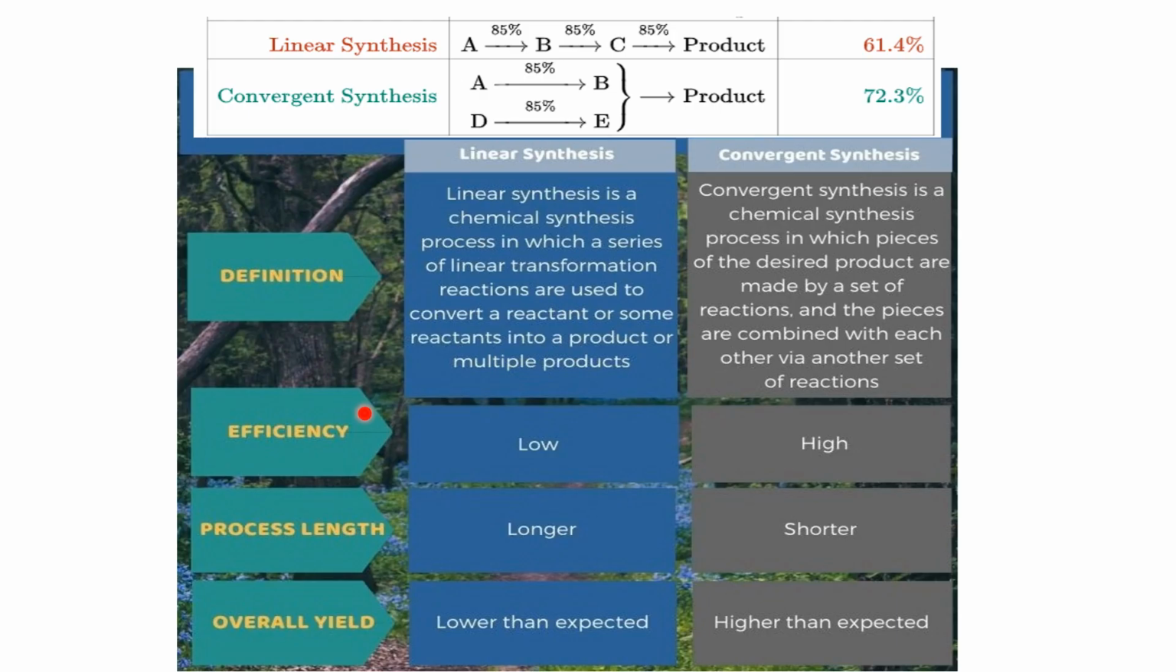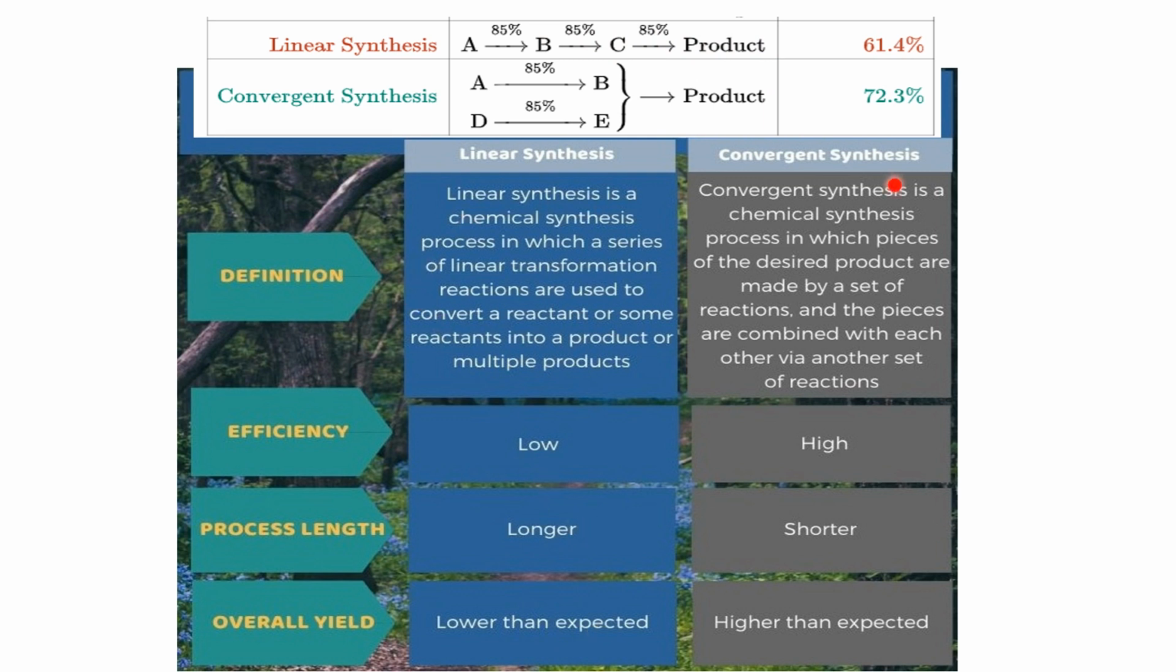So these are the two comparison between the two syntheses. Look at the difference between the two. In linear synthesis, the yield is comparatively less than convergent synthesis. Every step in the linear synthesis, some loss is there. So definitely in linear synthesis the efficiency is low, the process is longer, it takes a lot of time, and the yield is lower than what is expected. Are you getting it? Is that clear to you?